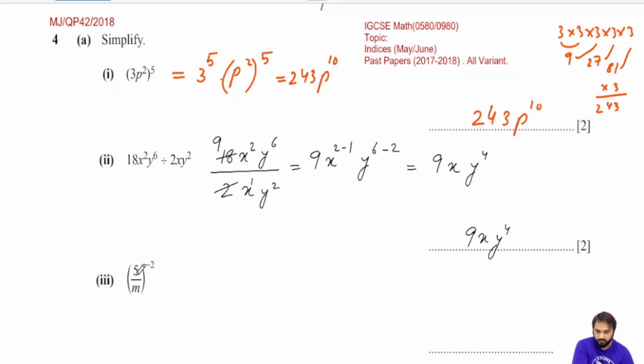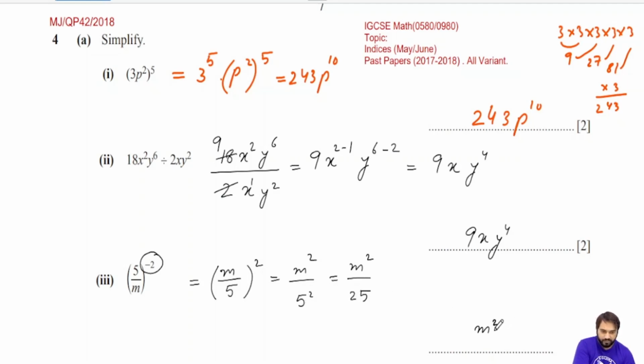Part 3, 5 over m whole power minus 2. So we have to make sure our power is positive, and I told you how to do that. Just flip it, numerator becomes denominator and vice versa. m over 5 whole power 2. So we are taking the power of every term inside the bracket, m square and 5 square. We can further simplify. 5 square means 5 into 5, that is equal to 25. The answer to this one is m square over 25.